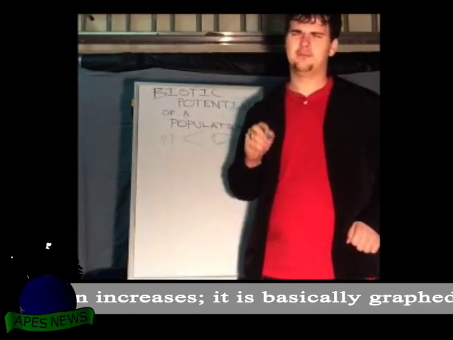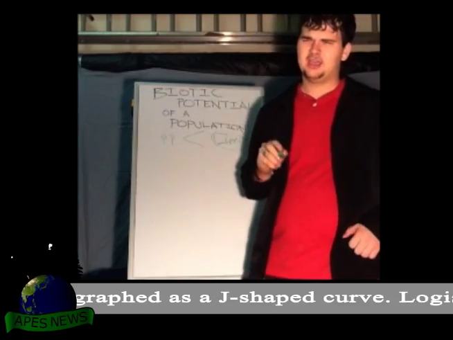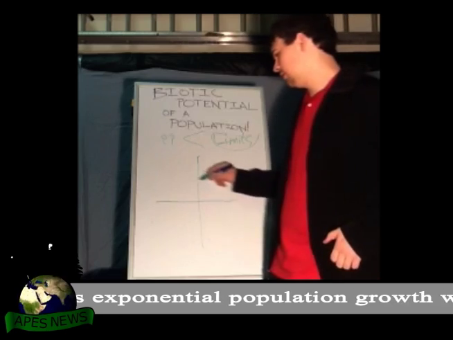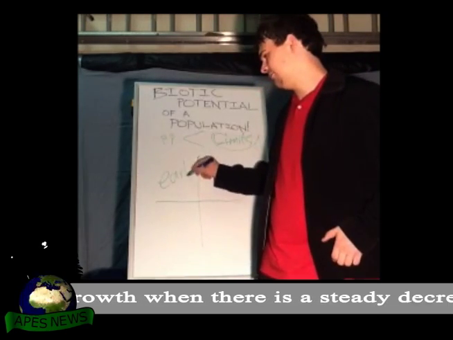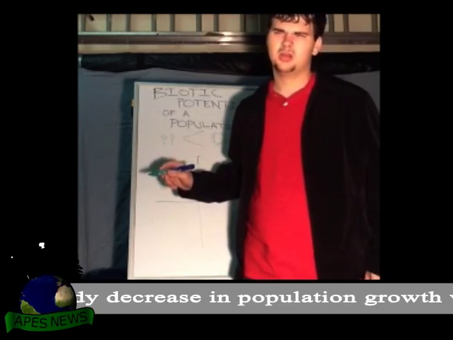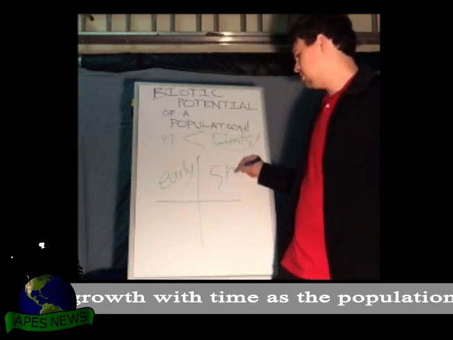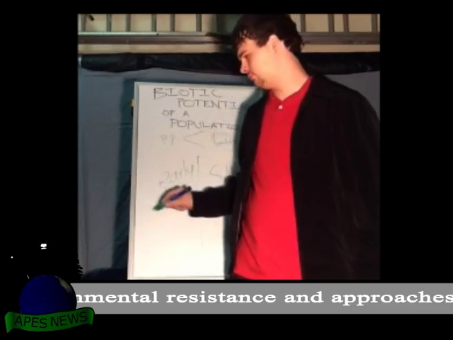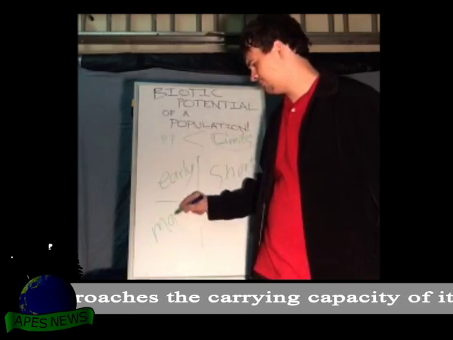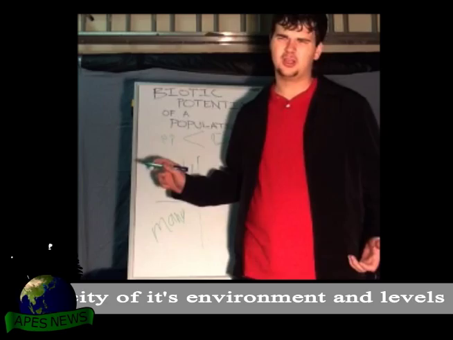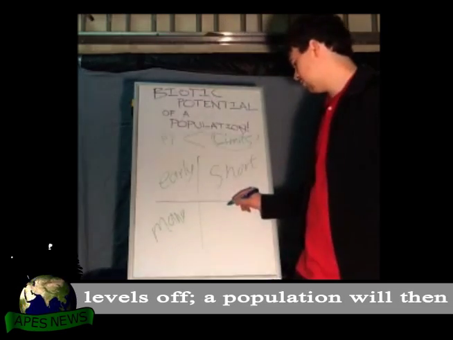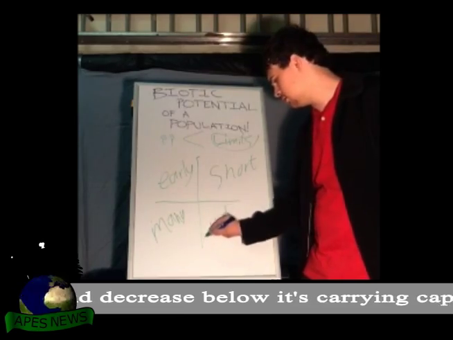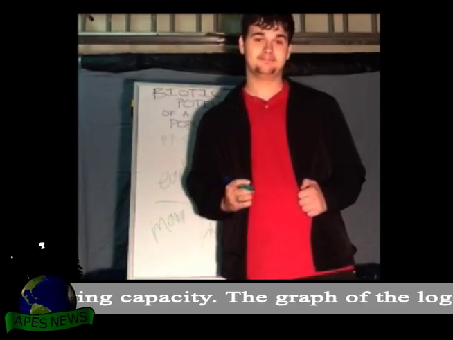The 4 characteristics of a population with a high intrinsic rate of increase are that, number 1, they reproduce early in life. 2, they have short generation times. 3, they can reproduce many times. And 4, each of them has many offspring each time they reproduce. Well, back to you, Brad.